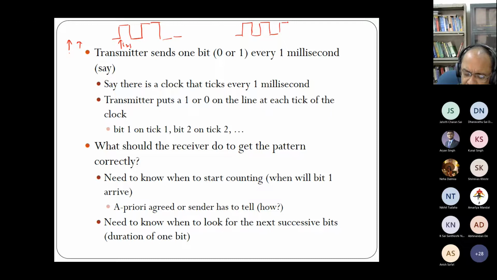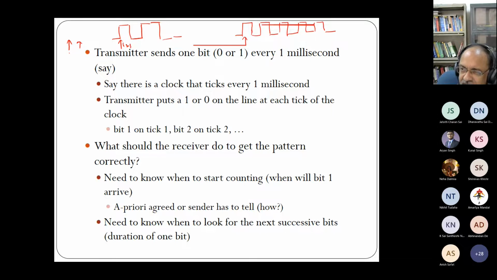Doesn't matter what, it doesn't need to be alternating. Okay. So each of these is 1 millisecond, just suppose. All right. Then the receiver samples here.